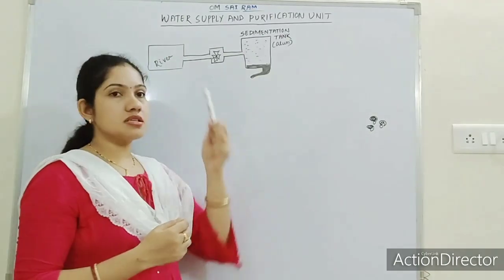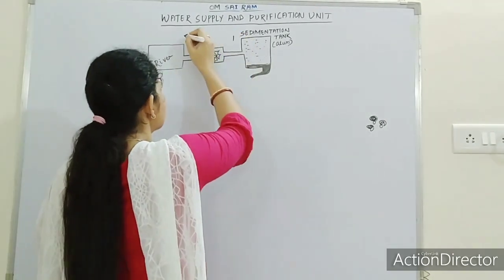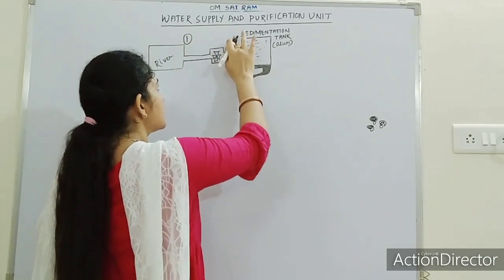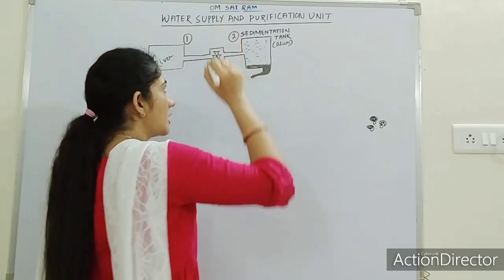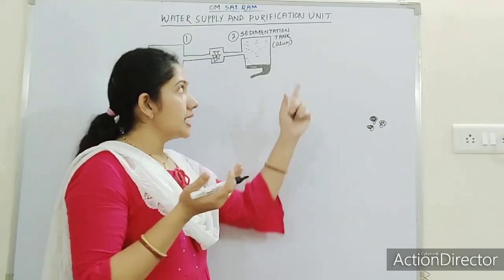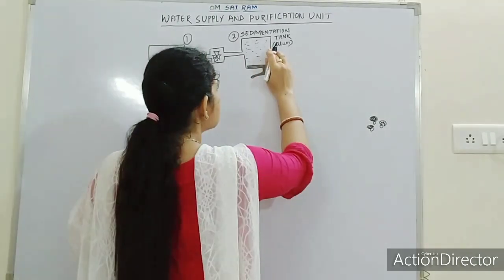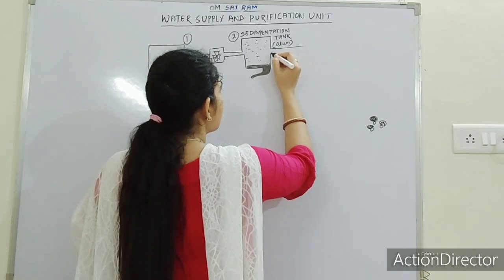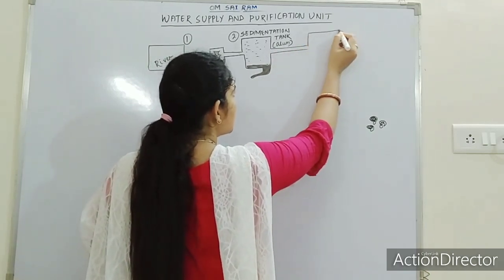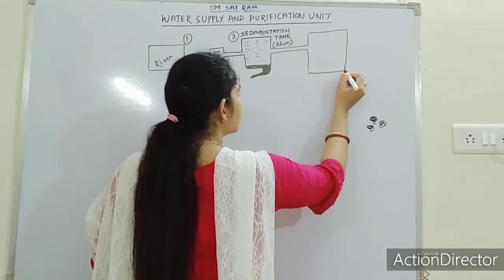So here this is the process. At first it should be done. This is the first process by which water is collected. This is the second process by which the collected water should be stored. The collected water can be stored in a sedimentation tank. Now from this sedimentation tank, they will allow this water to store in a filtration tank.